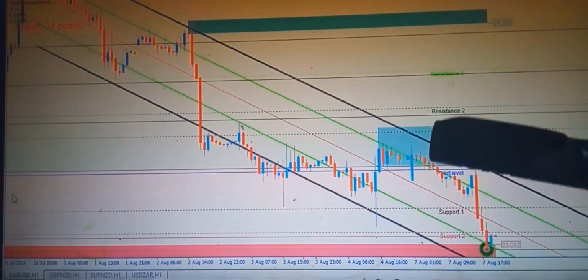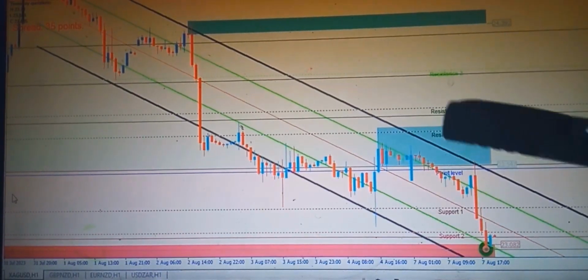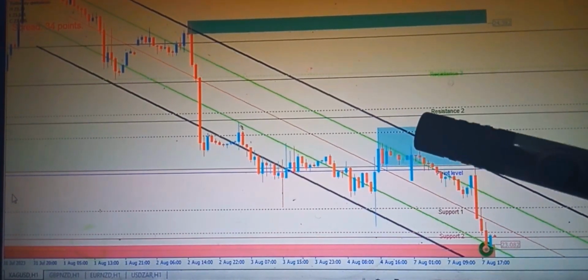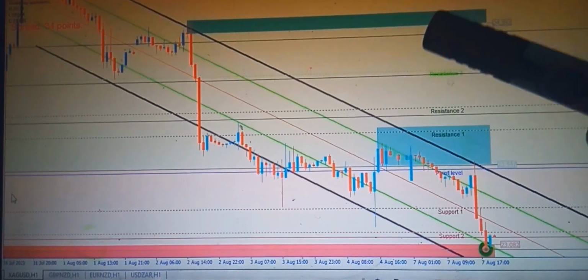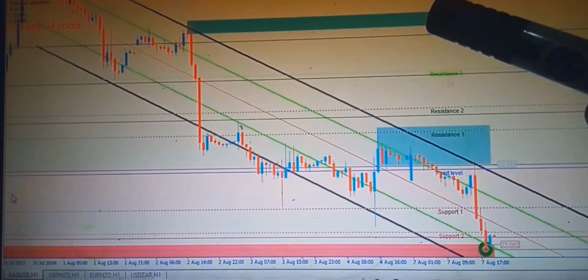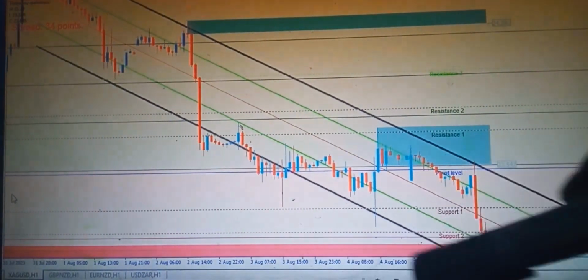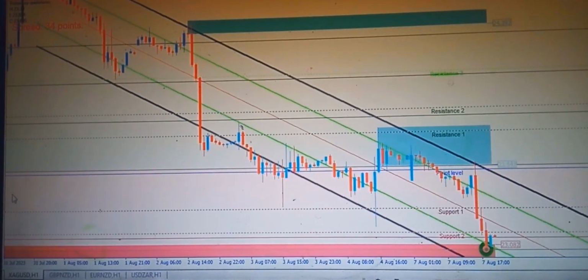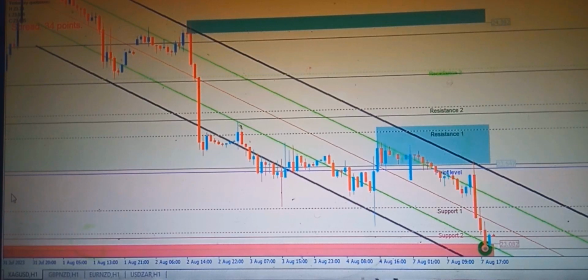As you can see, there are different colors. This one here represents the resistance level. That is where we expect the market to sell. This level here also represents the resistance level, where we expect the market to sell. And this level down here is the level of support. That is where we expect the market to buy.